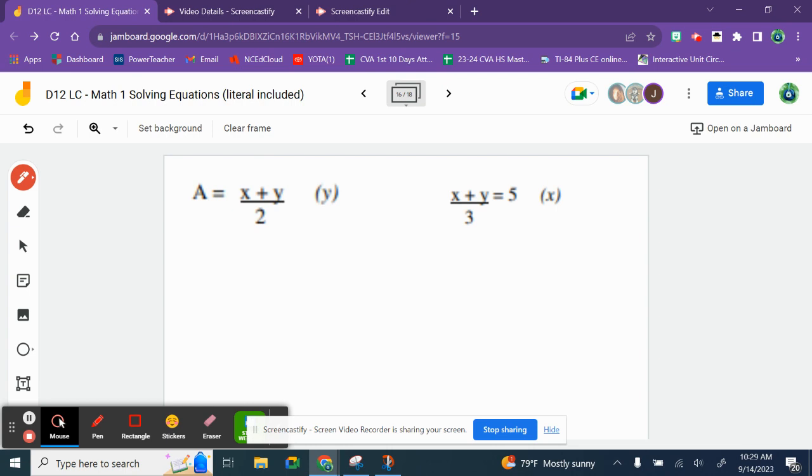So in the first one on the left, we have three variables and one number. It's asking us to solve for y. Y is on top of our division bar and it's attached to that x. You can't break those apart until you get it off of the division bar. So remember, x plus y divided by 2. We're going to work inverse operations, and the inverse of division is multiplication. So we're going to multiply both sides by 2. We get 2a equals, and we have x plus y left over because these cancel each other out.